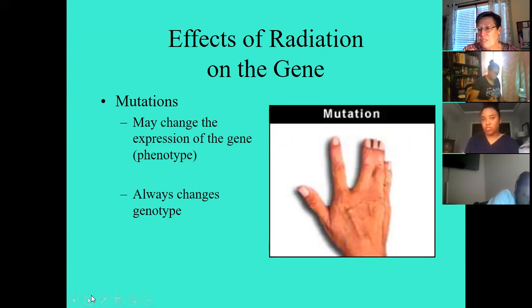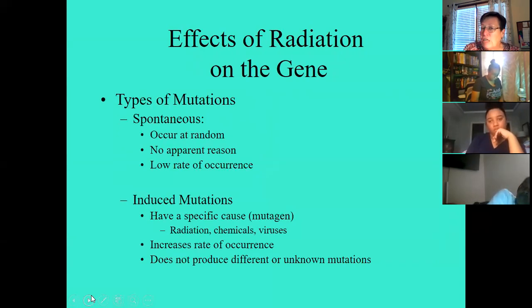So this is a mutation. Did it occur spontaneously? Was it induced by radiation? Was it induced by something else? We don't know. This is just a random picture that I found. But mutations do occur spontaneously. That just means they occur for no apparent reason at random. They're occurring all the time, but it's a relatively low rate of occurrence.